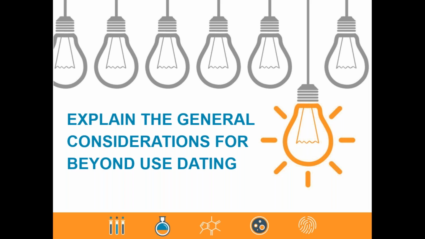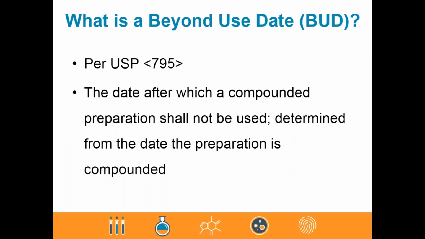Again, on the beyond use dating, what is a beyond use date? Do you need one, and how do you go about getting one? So on the beyond use date per USP 795, it is the date at which a compound preparation shall not be used. It's determined from the date and time in which the compound preparation is made. I added a time into the definition there. You'll see why I did that here in a couple slides.